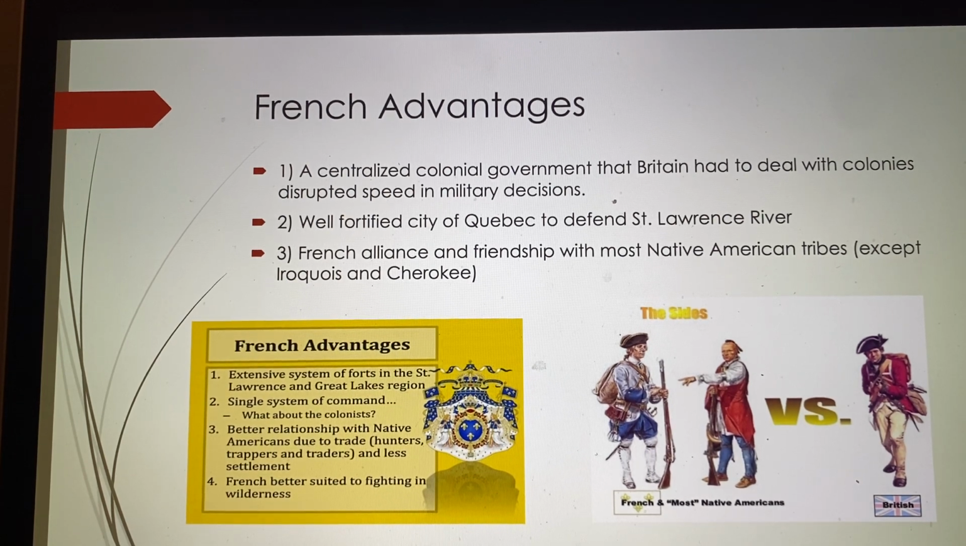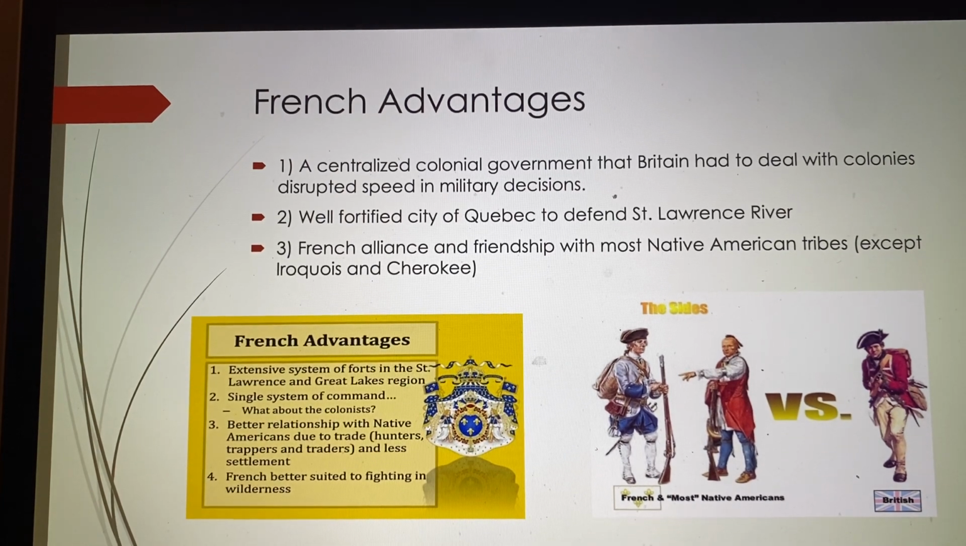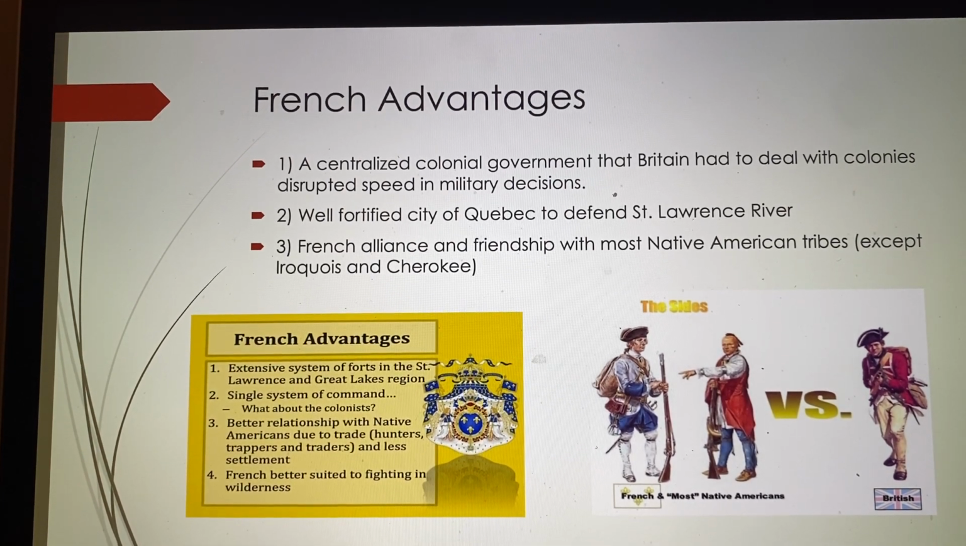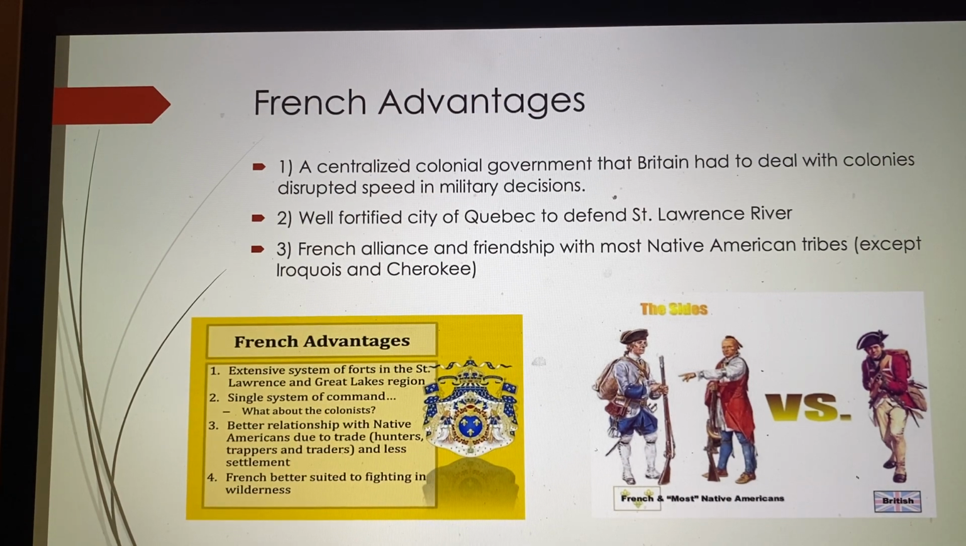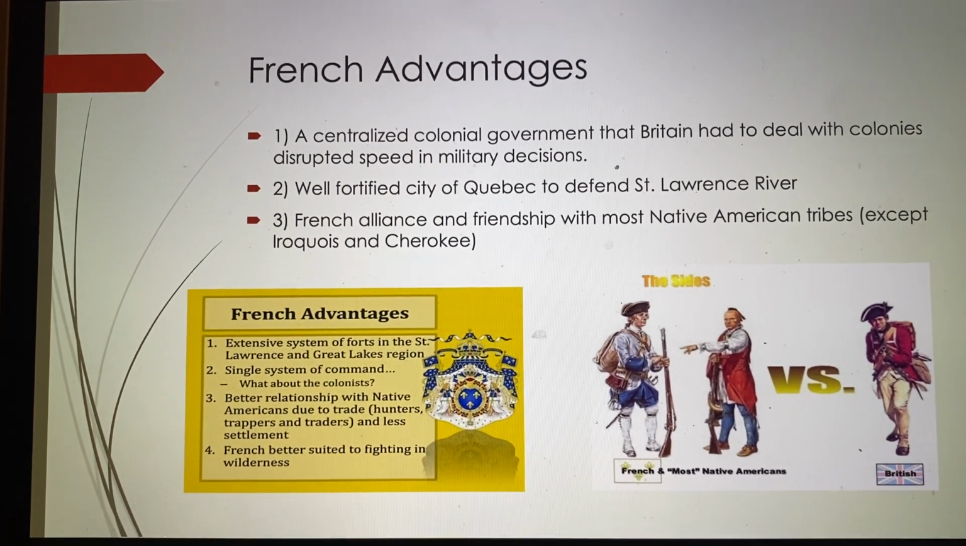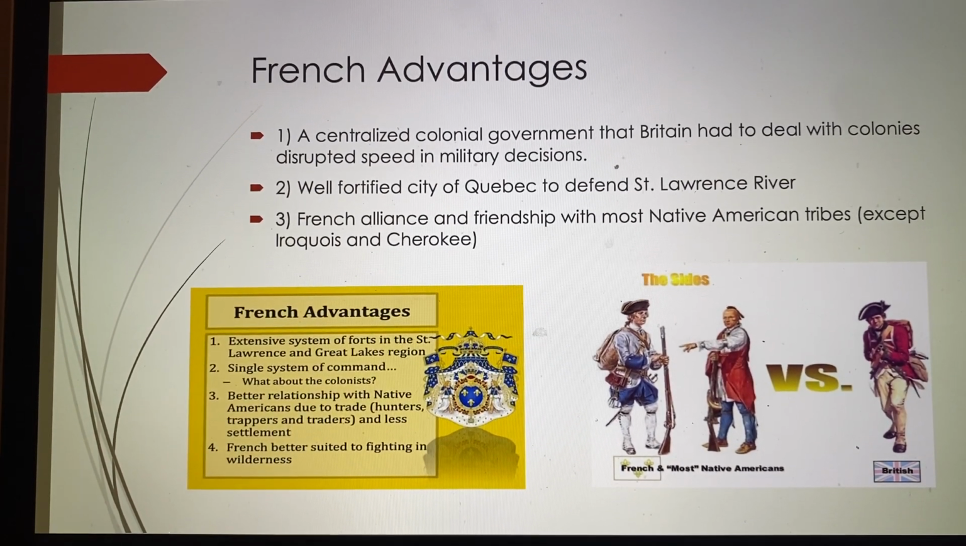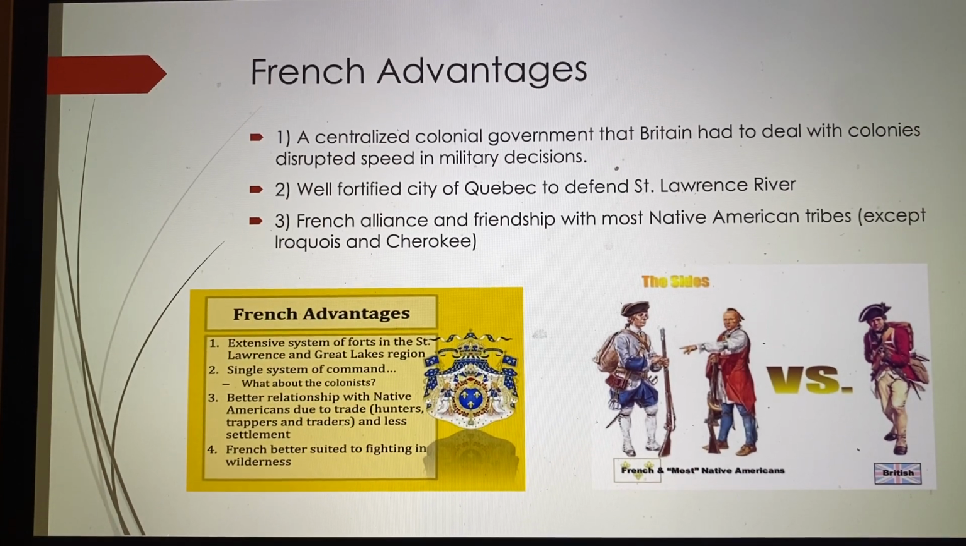And the French were better suited to fighting in the wilderness. England came in and just fought with their red coats, and they stood in long lines. And basically the French, especially the French fur traders, were better suited. They knew the wilderness better than England did. Although not better than the colonists, of course.